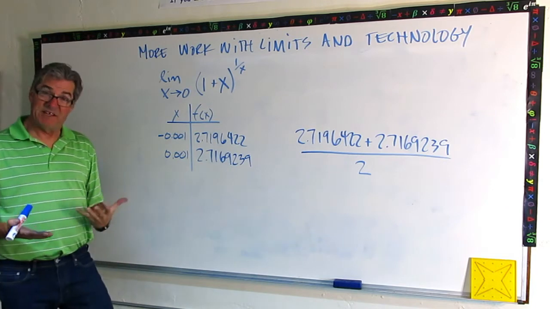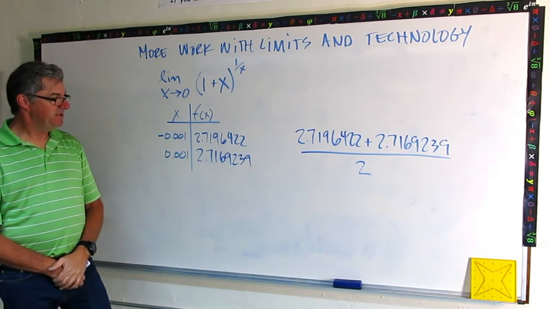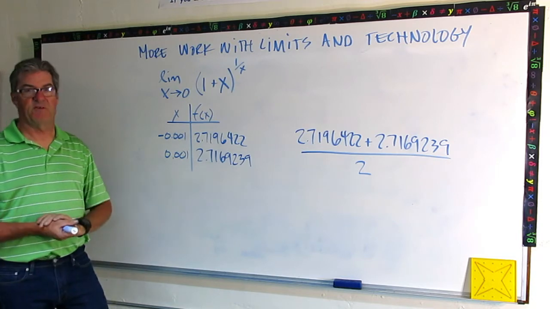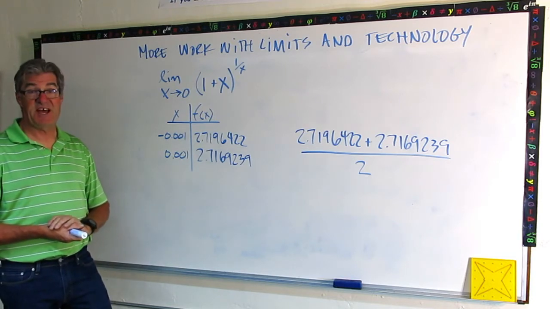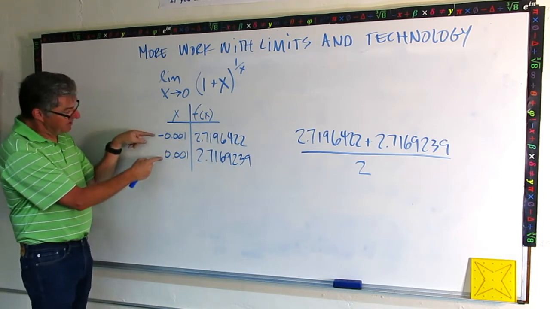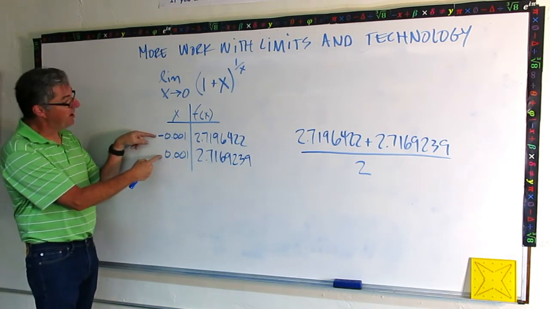Now, what is the limit here? It's a little bit hard to see what this is approaching. So there's a real simple trick for figuring out what the limit is. Let's just take the average. It's got to be right between these. That's a good bet because these are the same distance away from 0.